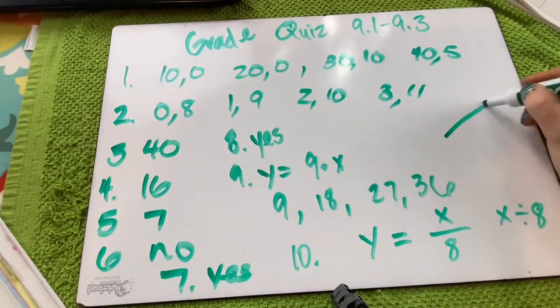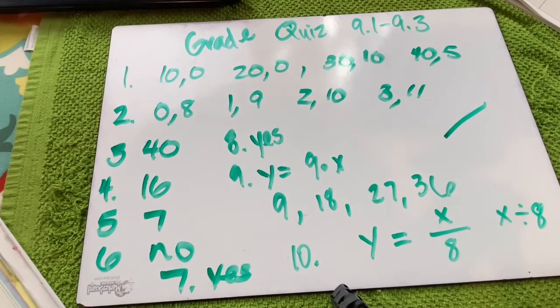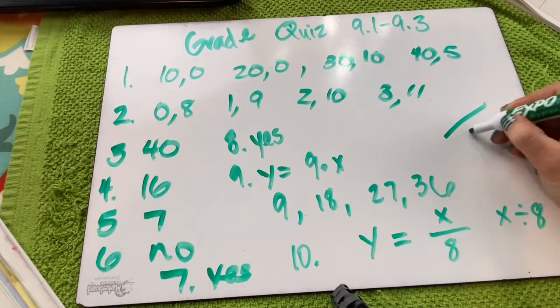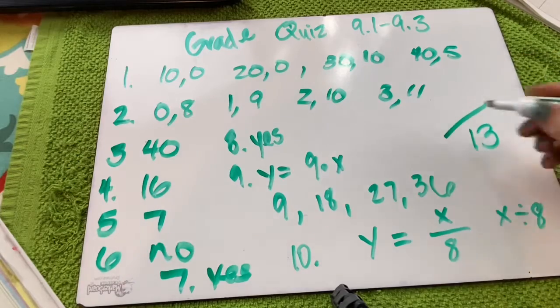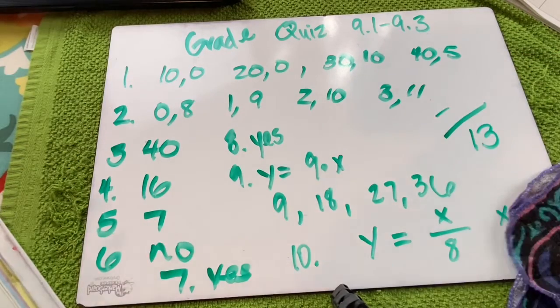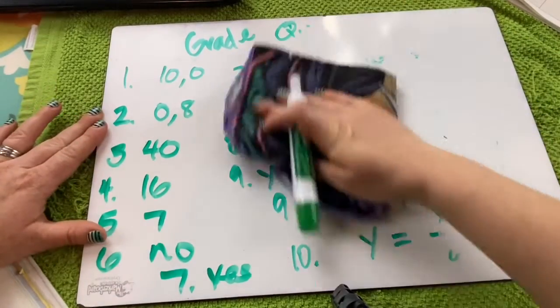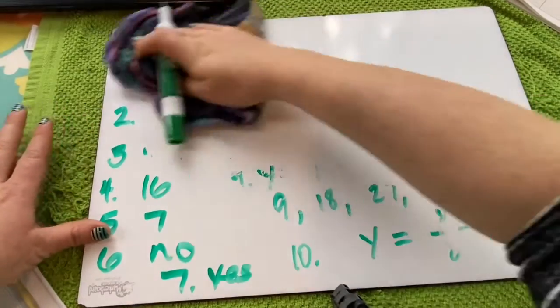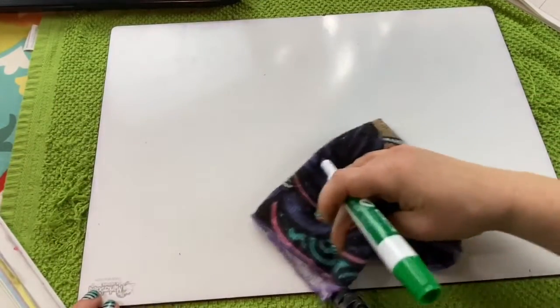Okay, so that's out of, I'm going to give you multiples. So 1, 2, 3, 4, 5, 6, 7, 8, 9, 10, 11, 12, 13. So out of 13. So how many did you get wrong out of 13? Set that aside because we're going to move on. Get a paper out so you can take notes or you can watch the video again.